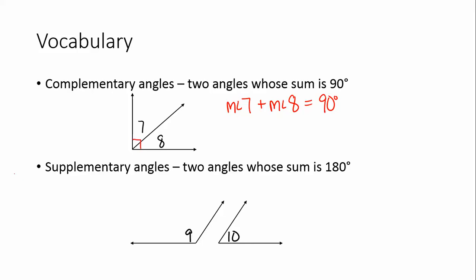Supplementary angles are two angles whose sum is 180 degrees, or two angles that add up to 180. So here we have angle 9 and angle 10. They are supplementary, so if we take the measure of angle 9 and we add it to the measure of angle 10, we get 180 degrees.